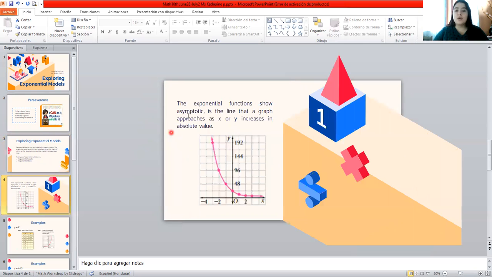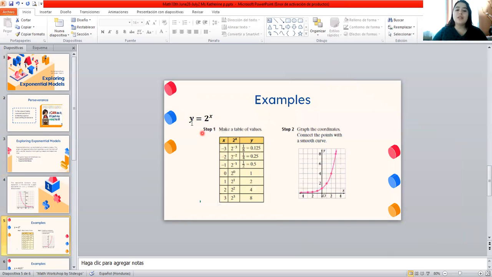It's important to know the exponential function shows an asymptote, which is the line that a graph approaches as x or y increases in absolute value. So this pink line is called the asymptote, okay? Then we have the examples.